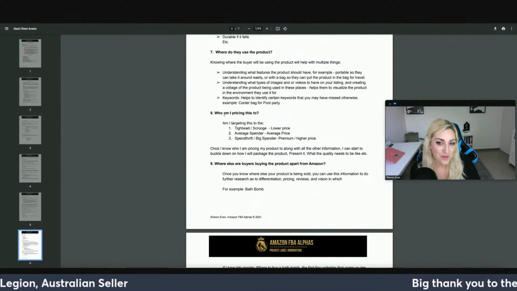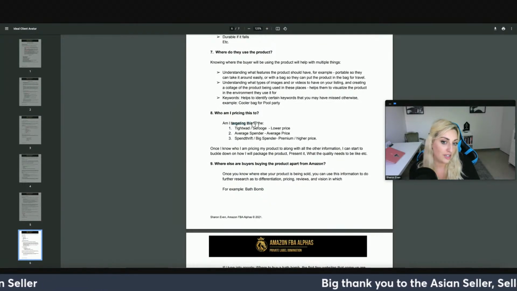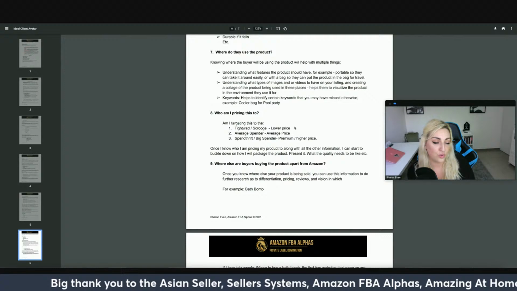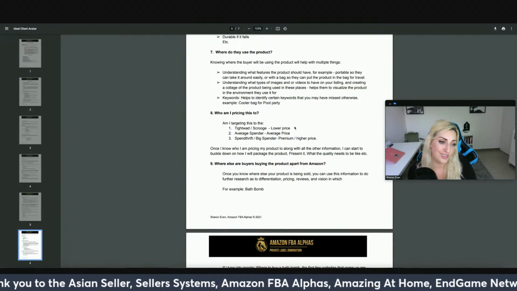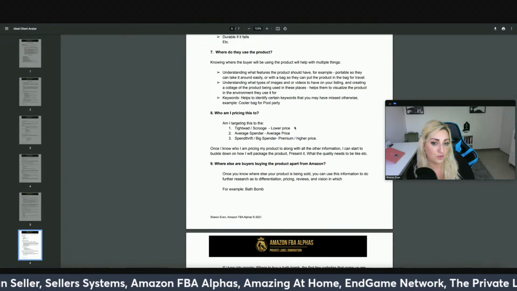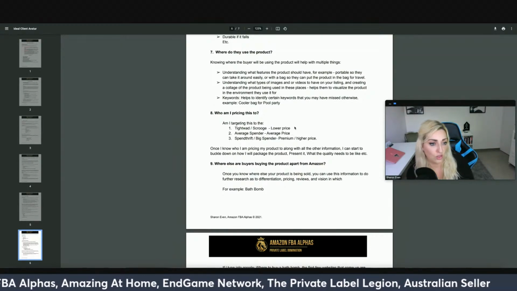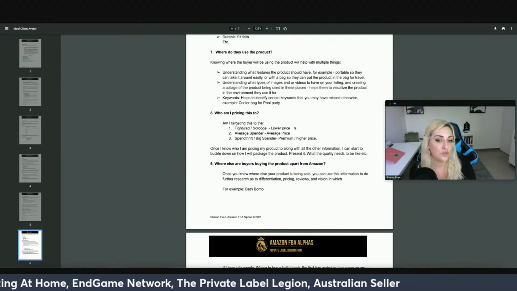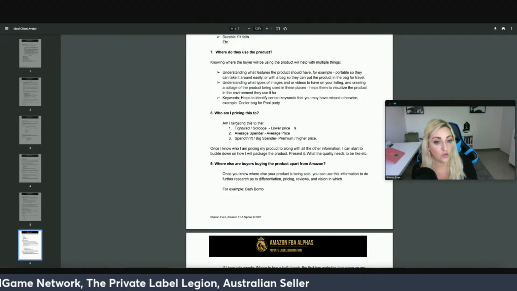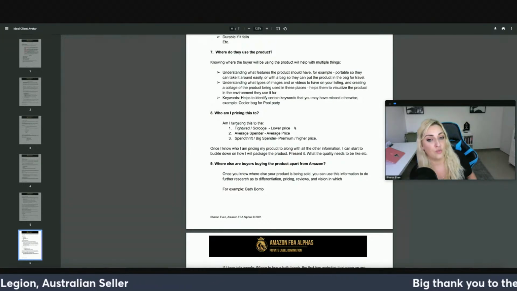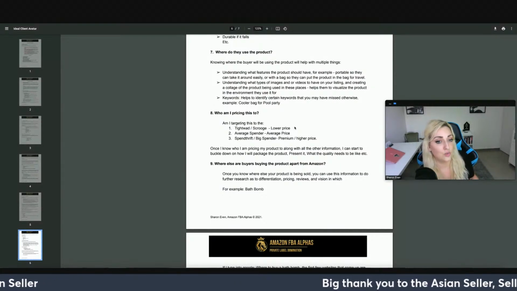Who am I pricing this product to? So am I targeting this to a Scrooge or a tightwad, meaning a lower price? Am I targeting this product to an average spender, which is the average price? Or am I targeting this product to a spendthrift or big spender, which is a premium, high quality, high price? Once I know who I'm pricing my product to, along with all the other information that we've spoken about, I can start to buckle down on how I will package this product, how I'll present it, what the quality needs to be like, etc.